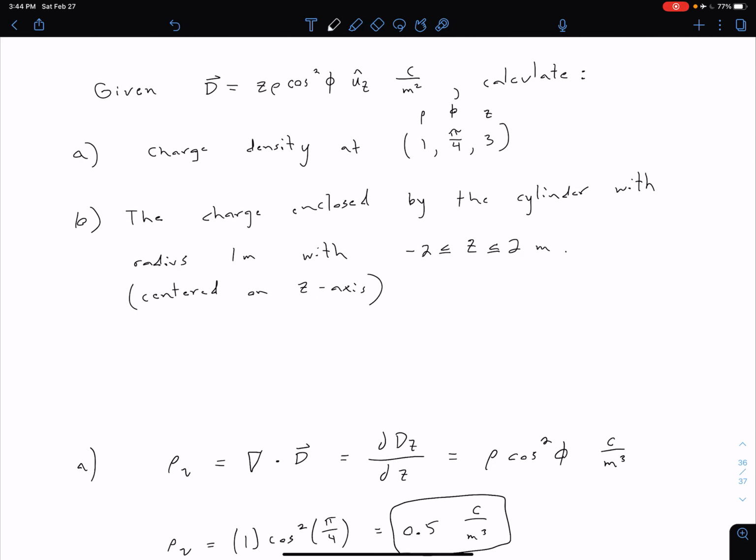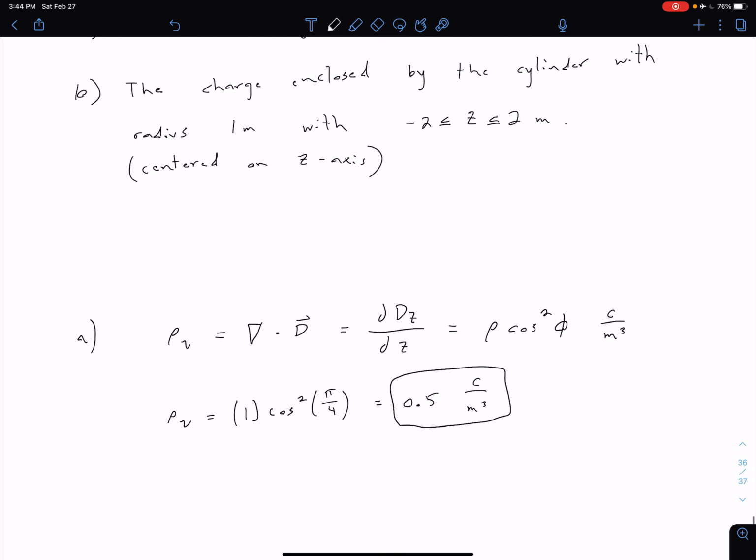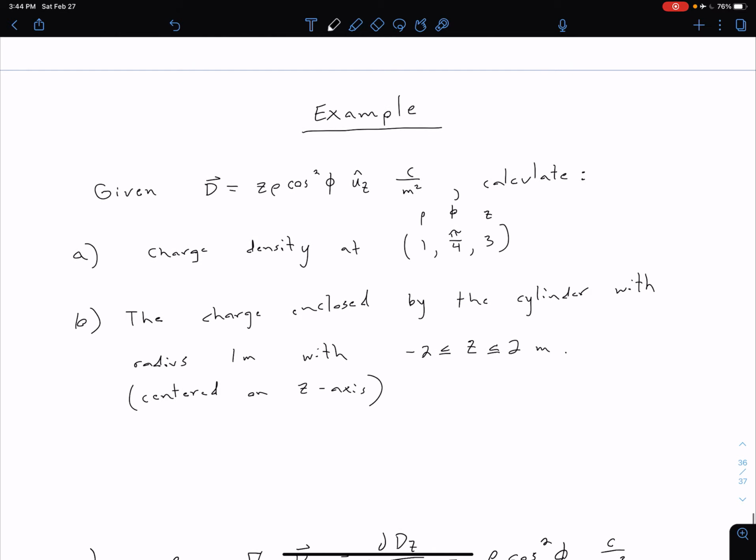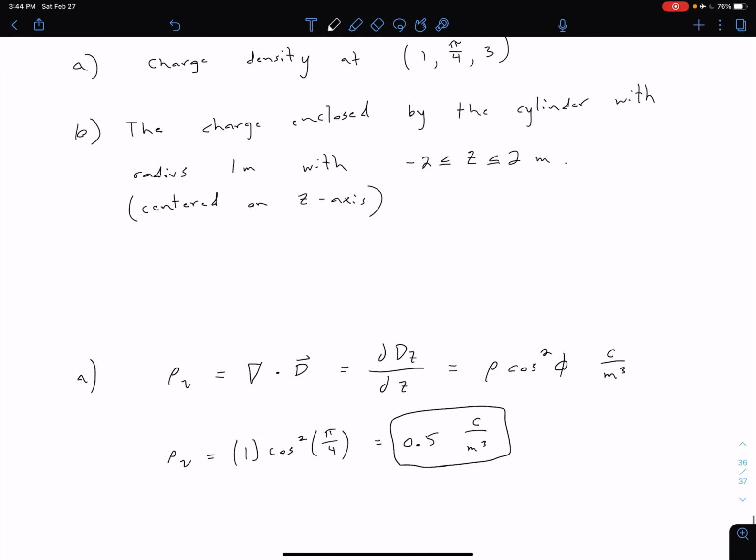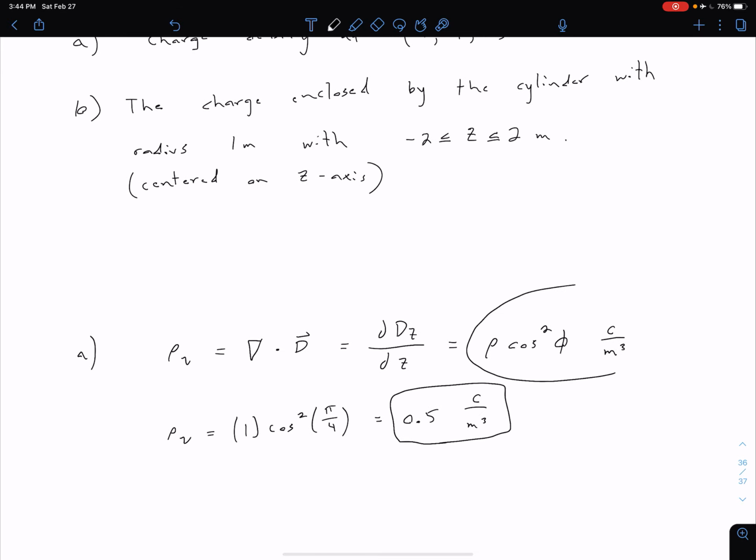All right. So for part B, we're going to be back to doing our integrals. What we could do is integrate our rho v equation over the volume. This is what we said, sort of our general form: our charge is equal to the integral over the volume of rho v dv.